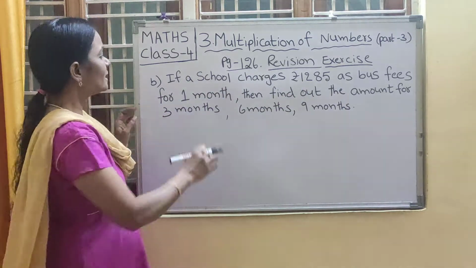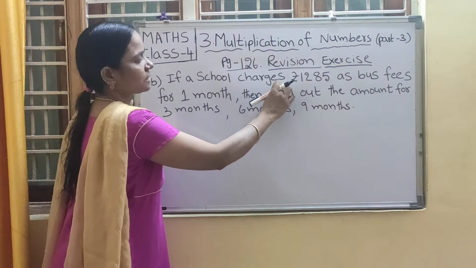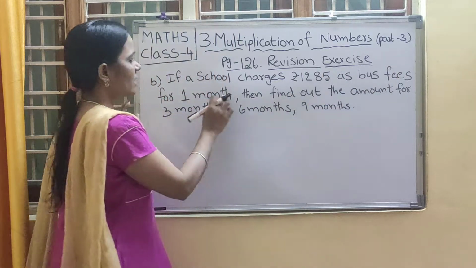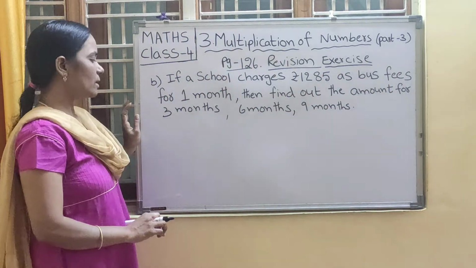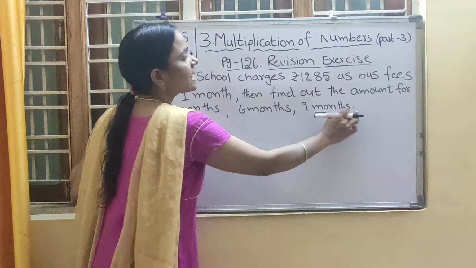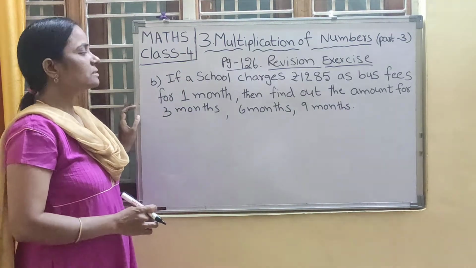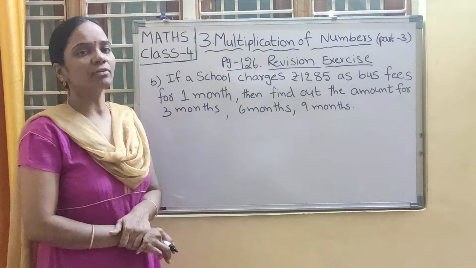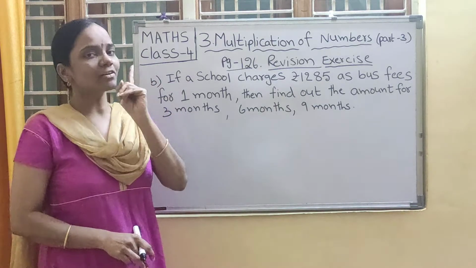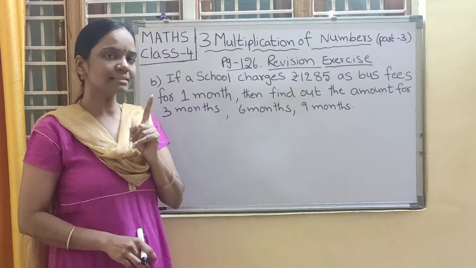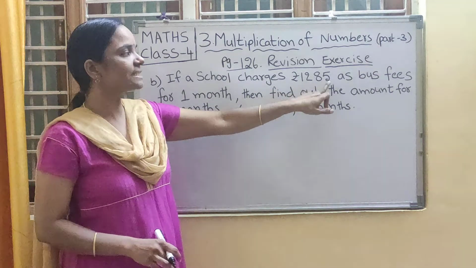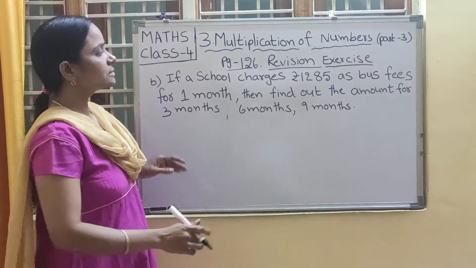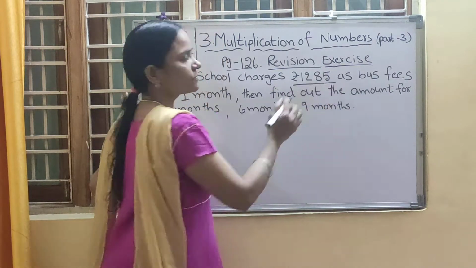Everyone repeat after me. If a school charges 1285 rupees as bus fees for 1 month, then find out the amount for 3 months, 6 months, 9 months. Okay, children? So what is the bus fees? Transport fees of a school for 1 month. For 1 month, how much are they collecting? The school is collecting 1285 rupees as bus fees for 1 month. So this is the 1 month bus fees.